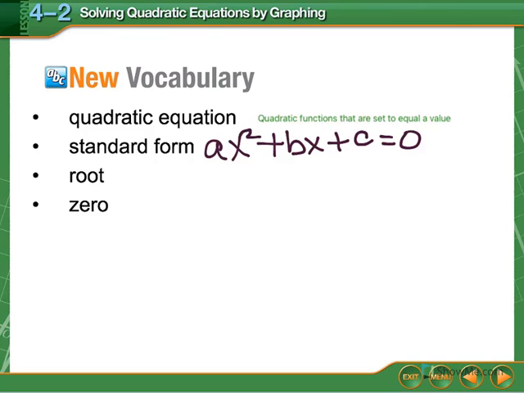When you need to actually find the solution to a quadratic equation, you can use what's called the roots of the equation. That's where your function actually crosses the x-axis. They're also called zeros.